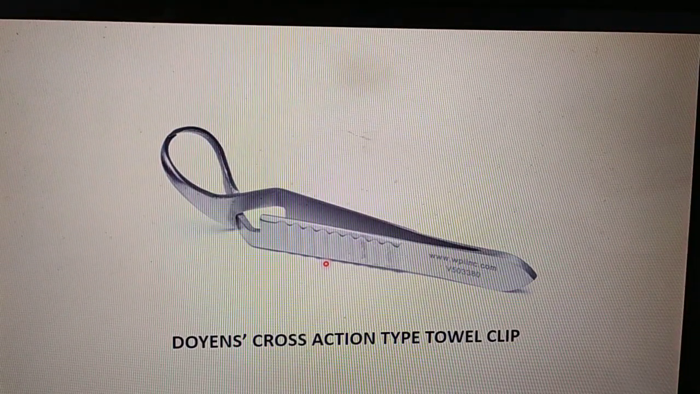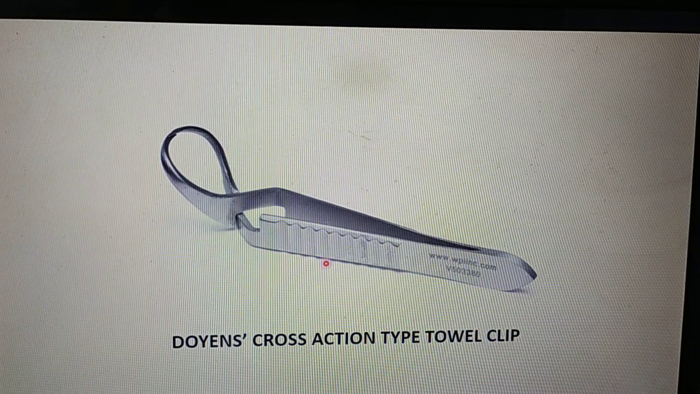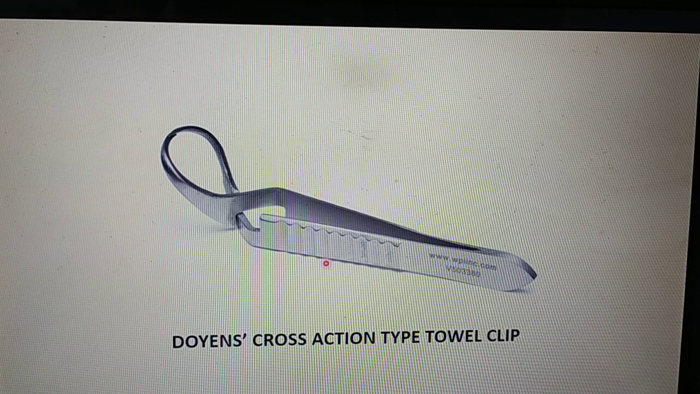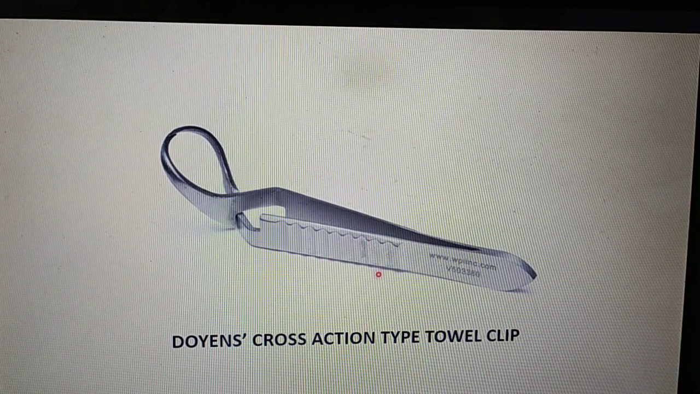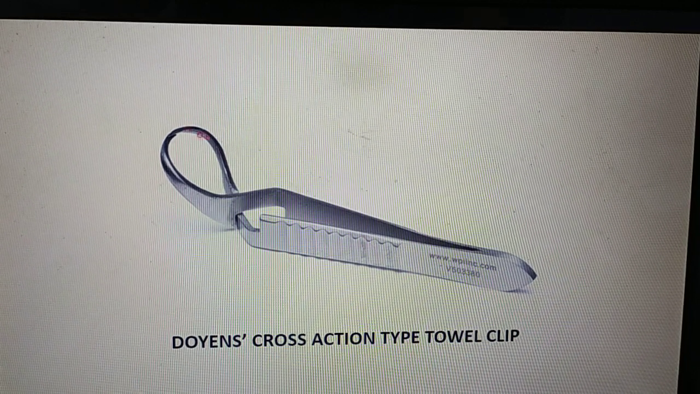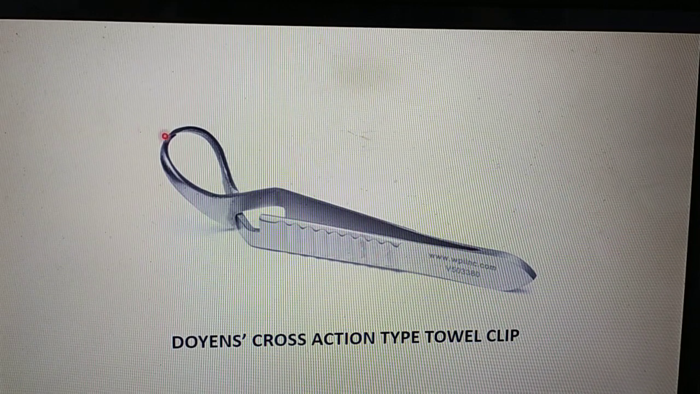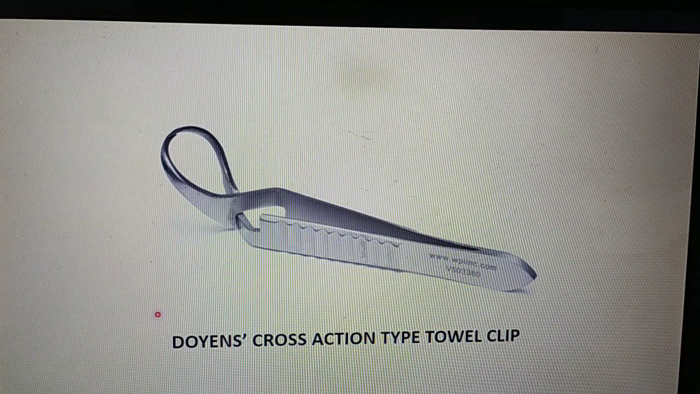Our next instrument is Doyne's cross-action type towel clip. This is a pincer-like instrument. On pressing the shaft of the instrument, it opens up, and on releasing the shaft, the instrument closes. So it is cross-action type towel clip or Doyne's towel clip.